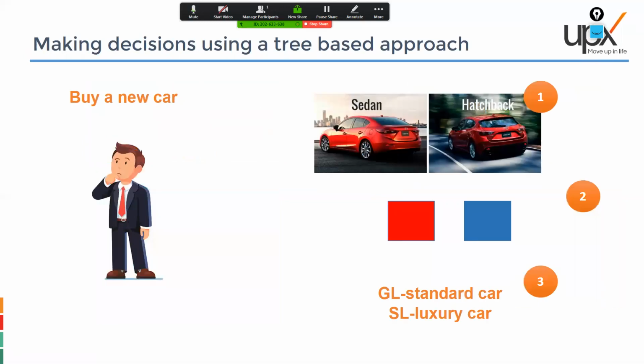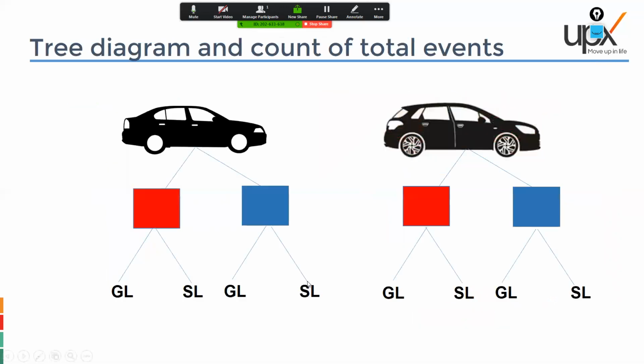So generally, when you're trying to make decisions, you make decisions using a tree-based approach, right? You want to buy a new car. Do you want to buy a sedan or a hatchback? Do you want to buy a standard car or a luxury car? You take a decision based on the type of car, the color of the car, and maybe some other parameter. So you always build a decision tree. You draw a tree diagram, and you count the total events, all possible events, right?